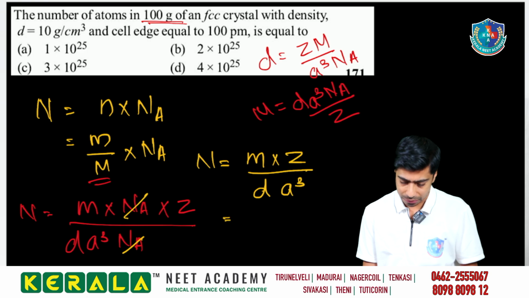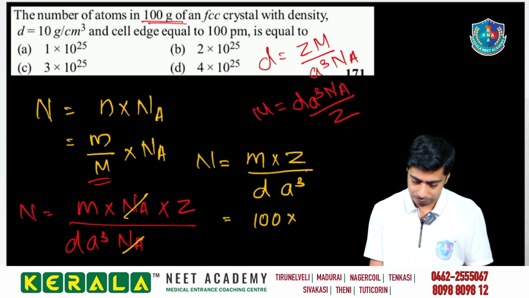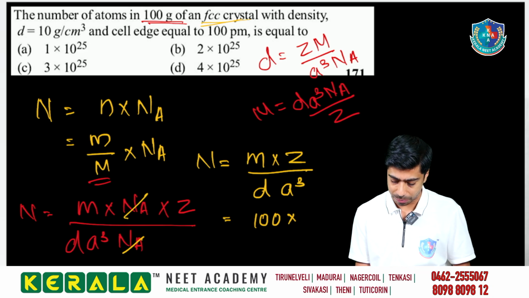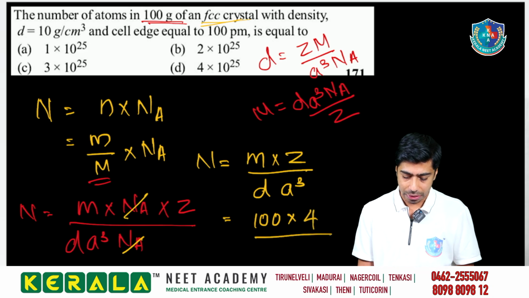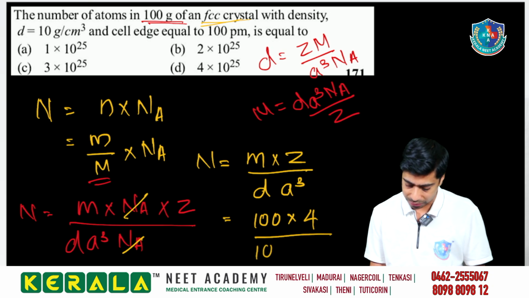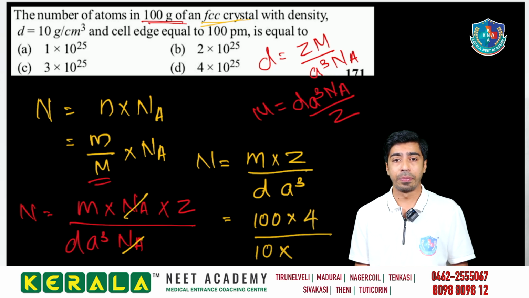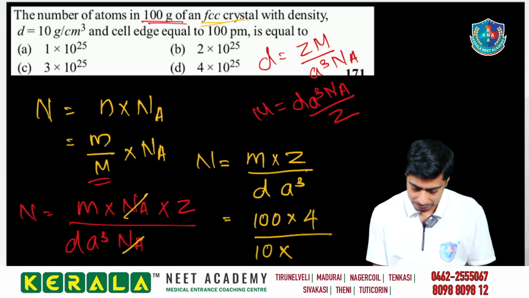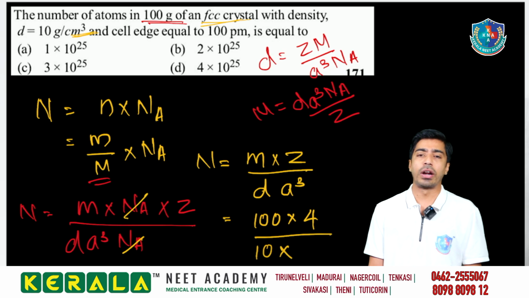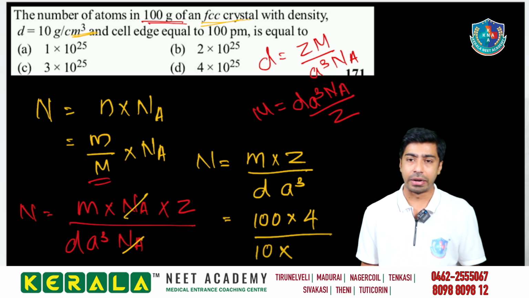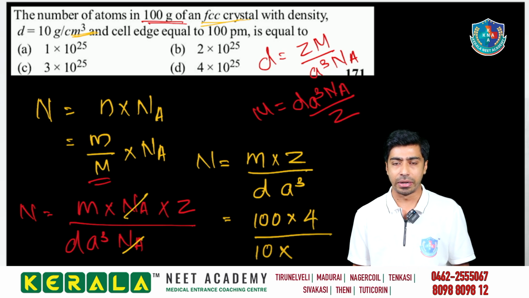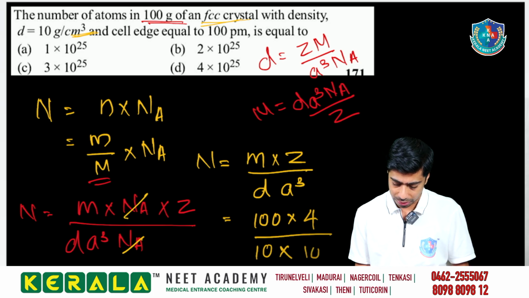So mass is given as 100 gram. FCC pattern is mentioned, and FCC means Z is equal to 4. Density is given as 10 gram per centimeter cube, and the edge length a is given as 100 picometer. Density is given in centimeter, so we know that 1 picometer is equal to 10^-10 centimeter. So 100 picometer will be 10^-8 centimeter, and we take 10^-8 whole cube.